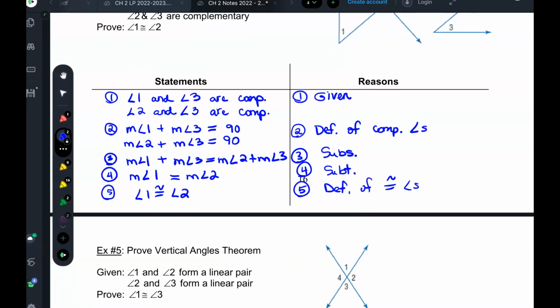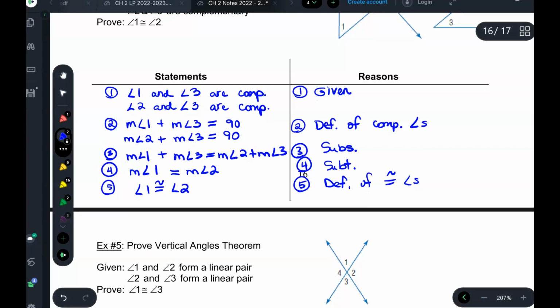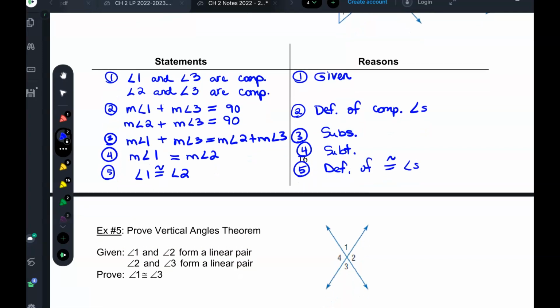Okay, how was that? Like I said, the more practice we get with these, the better they get. I'm not going to say they're always super easy. Okay, now we're going to prove the vertical angles theorem. That was one we also learned previously. What is the vertical angles theorem? Does anybody know? Alec? Vertical angles are congruent. That's it.